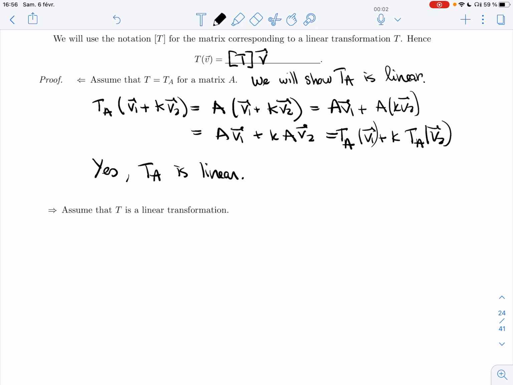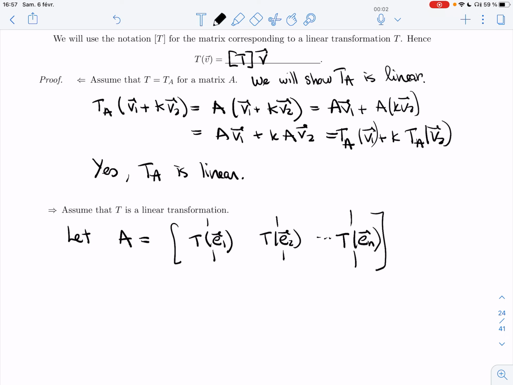Now we're going to go the other way, and that one is more surprising. If you have a linear transformation, then there's going to be a matrix, and your linear transformation is just T_A. All right, in fact, that A is unique, and it's going to be that you apply T to the standard basis. So the first column is T of e1. Second column is T of e2, and so on until you get to T of en.